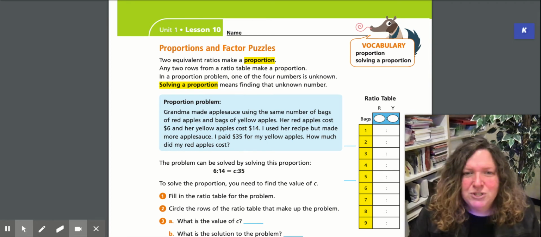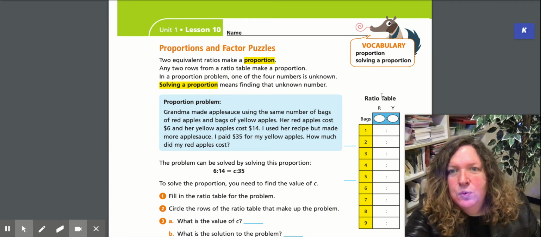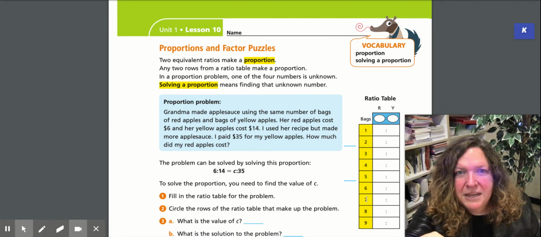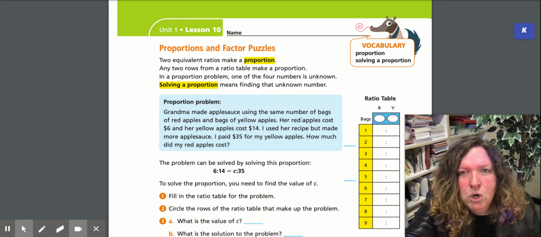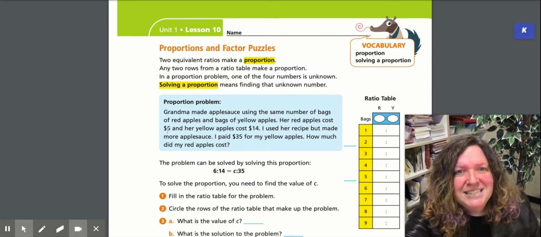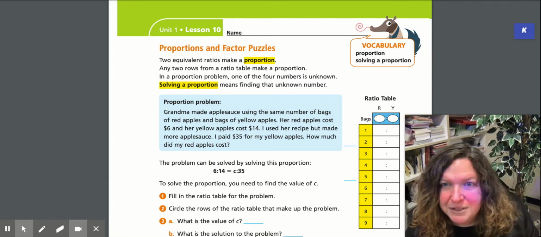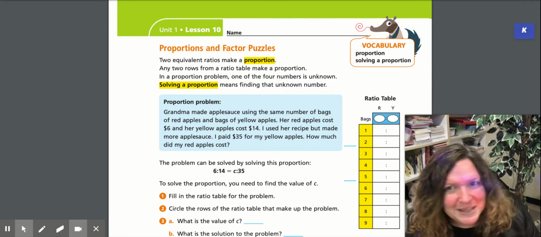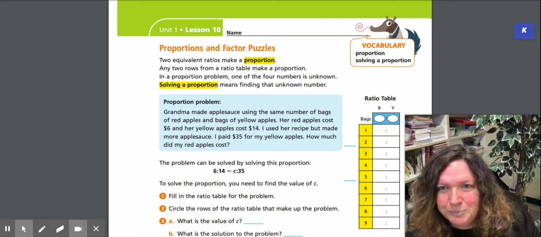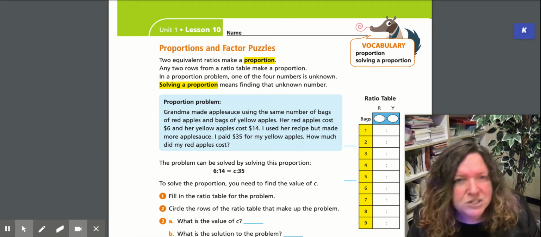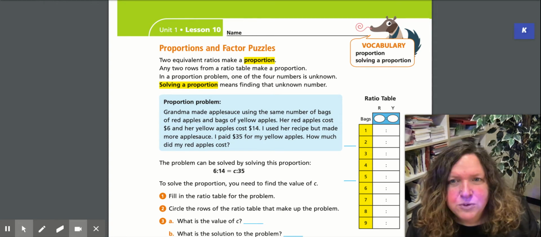Let's see what we can do. We could set up a ratio table. Here's bags. Now, notice that her red apples cost her $6 and $14 was her yellow apples. I will tell you that that is not the basic ratio. Because both are even numbers, we can divide both by 2. So I know right away I can divide each one by 2.